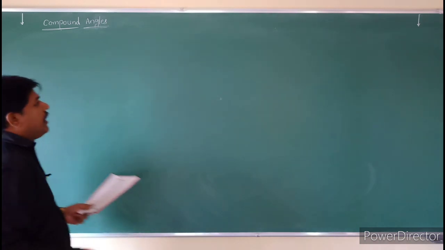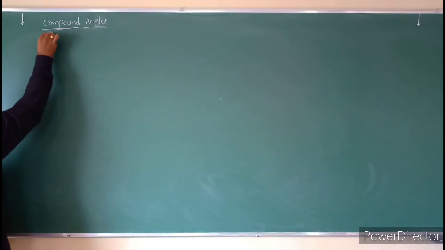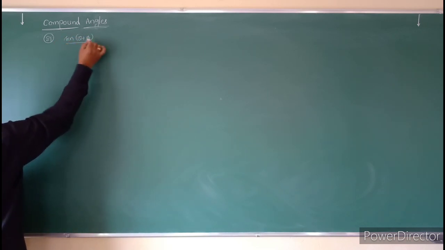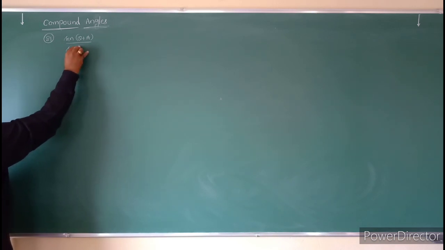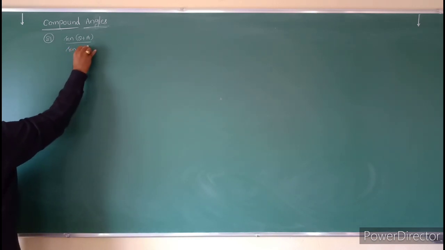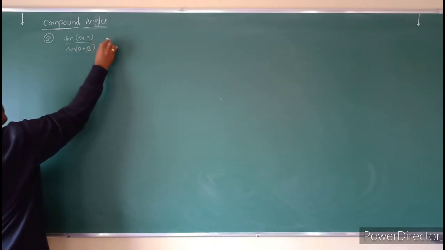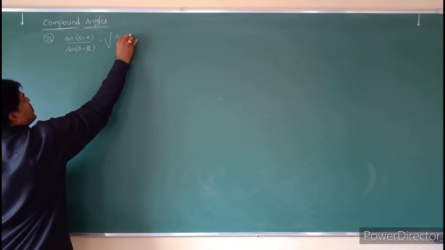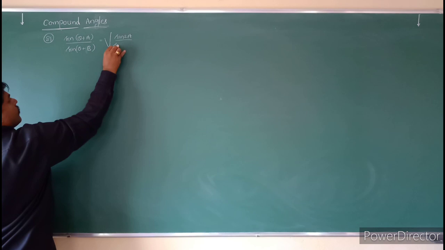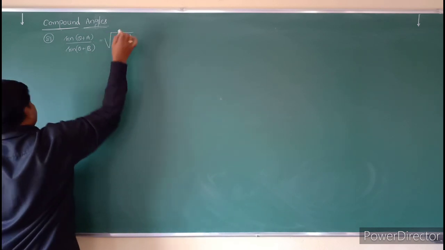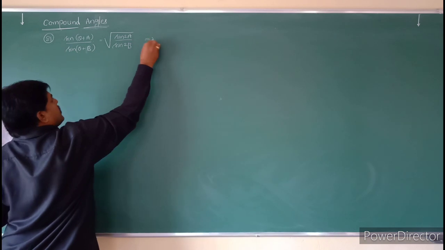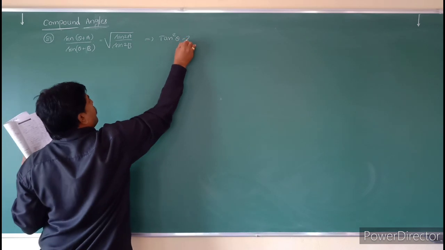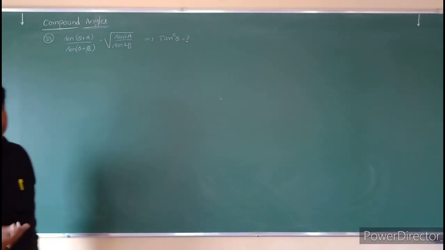See the question number 81. Sin of (theta plus a) by sin of (theta plus b) is equal to root of sin 2a by sin 2b. Then the question is, they are asking you to calculate tan square theta. They are asking the tan square theta value.